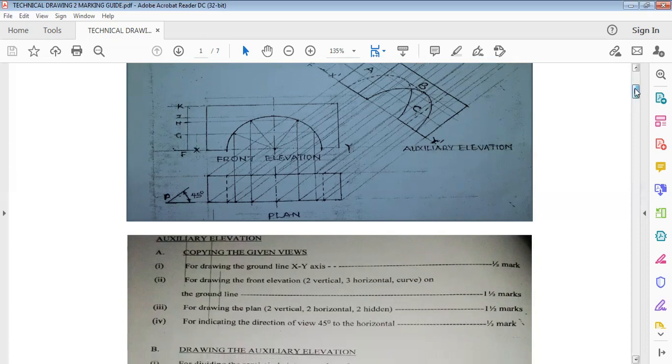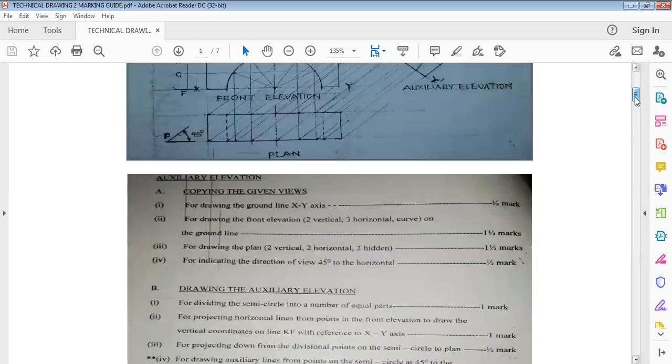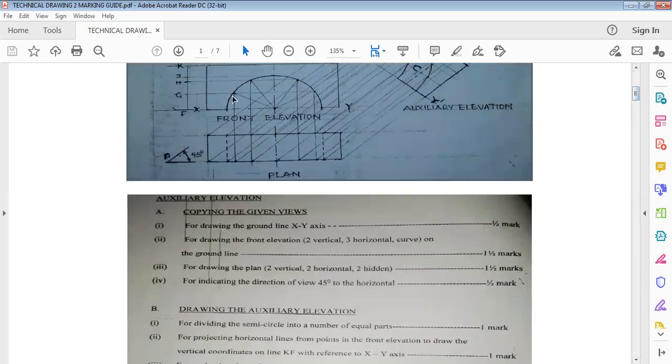Then the next thing, Roman figure 3, is that for projecting down from the divisional points on the semicircle to the plan, you have half mark. Let's look at that. For projecting vertical lines from the points on this semicircle to the plan, you have half mark. All these vertical lines, this line, this line, this line, this line, and this line, for projecting them down into the plan, you'll be given half mark.